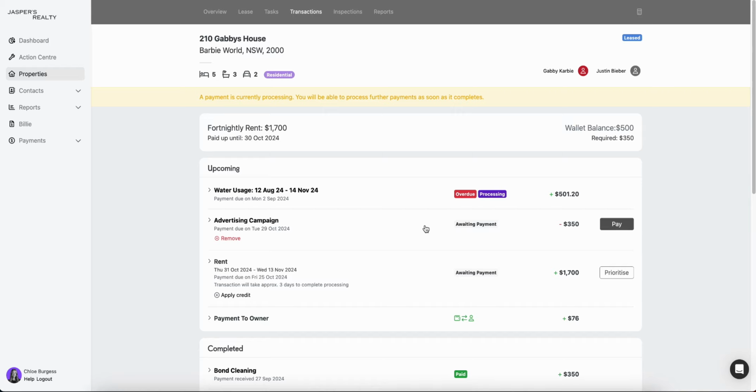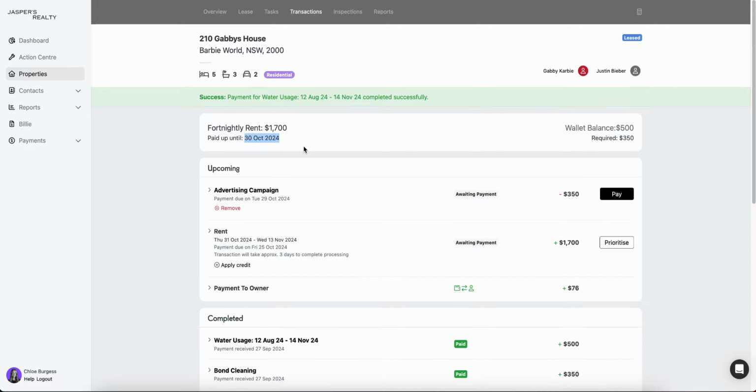Now I can also do this for rental payments that are in advance. So say for example here, you can currently see that my tenant is paid up until the 30th of October. The rent that is due on the 31st of October, because there are available funds in the tenant wallet, I can go and mark that as a priority payment and make the payment from the tenant wallet funds.